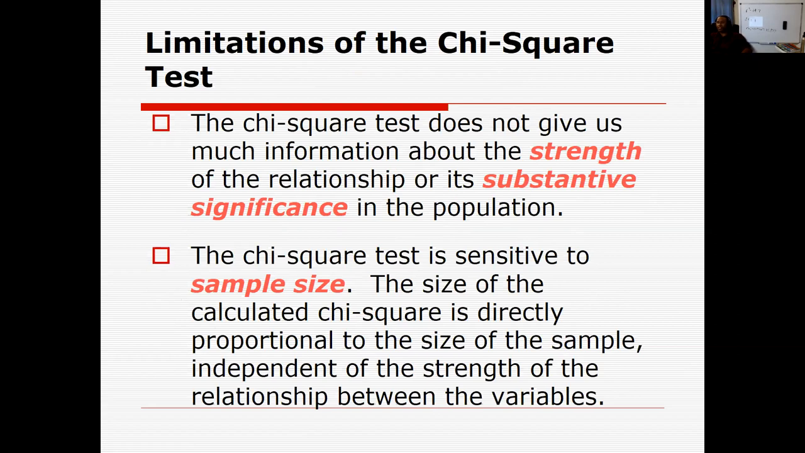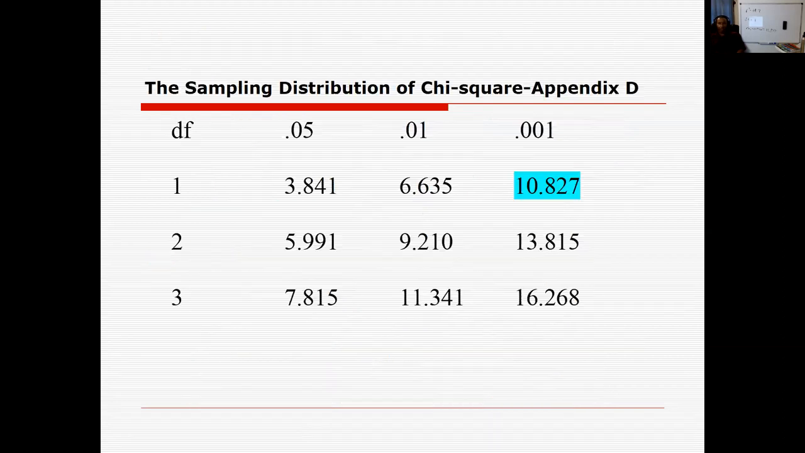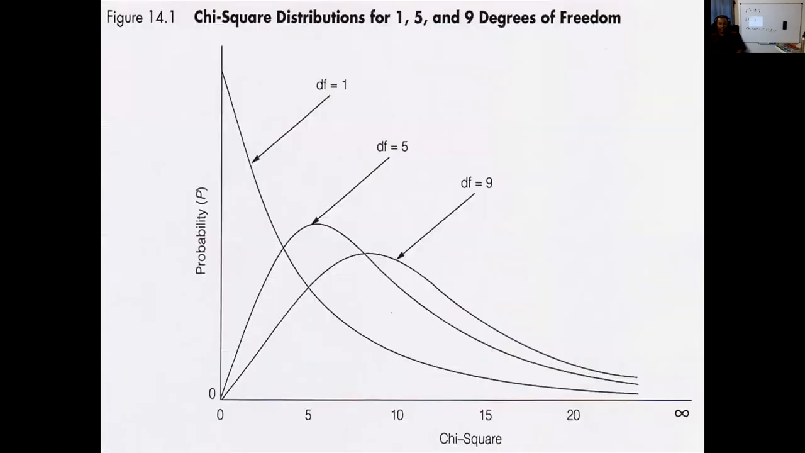So let's talk about some of the limitations of the chi-square before we take a break. Okay. So one of the limitations of the chi-square test is that it does not give us much information about the strength of the relationship. Now, you might say to yourself, what do you mean by it doesn't give us any information about the strength of the relationship?